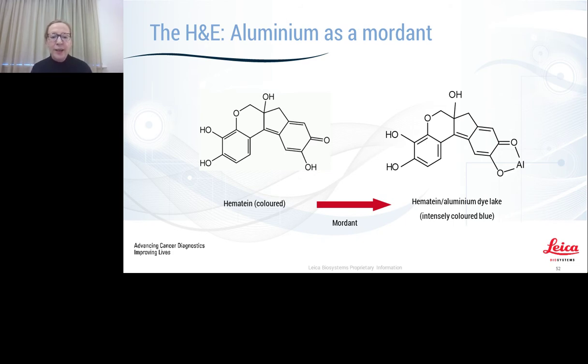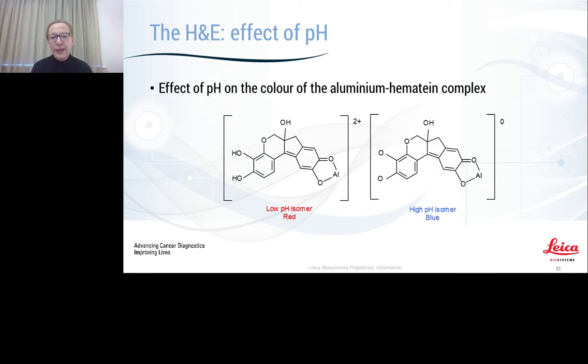So I mentioned earlier, the hematin needs to be combined with a mordant, and this combines to form a dye lake. The most general is aluminium, for its blue, but you may have an iron mordant, which is particularly useful for special stains. You might think of a trichrome, where acids are used as steps within the stain. Then an iron might be more suitable than an aluminium, but aluminium is the most common. You need to think about the effect of the pH on your complex, because again, the wrong pH will result in the wrong colour.